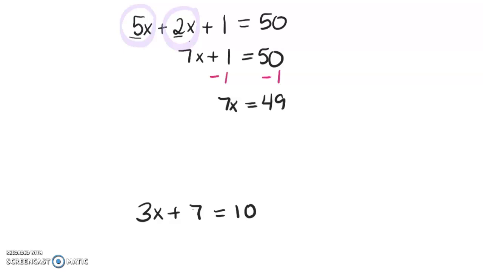Now, that is what I wanted to do. I wanted to get the variable terms on this side, the constants on the other, and then I need to now do step 3, which is isolate the variable. I want to get the x by itself. Because this is 7 times x, do the opposite. Divide by 7. But I'm going to divide both sides by 7 because I need to keep the equation balanced. And I end up with 49 divided by 7, which is 7.